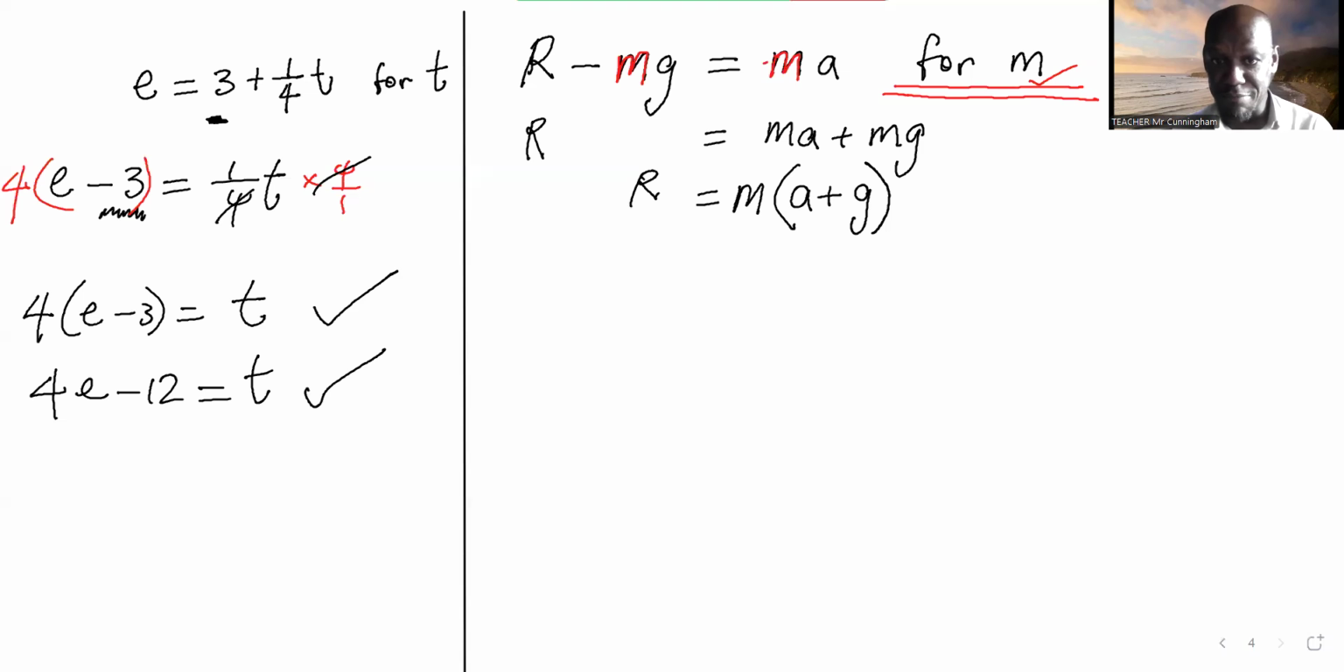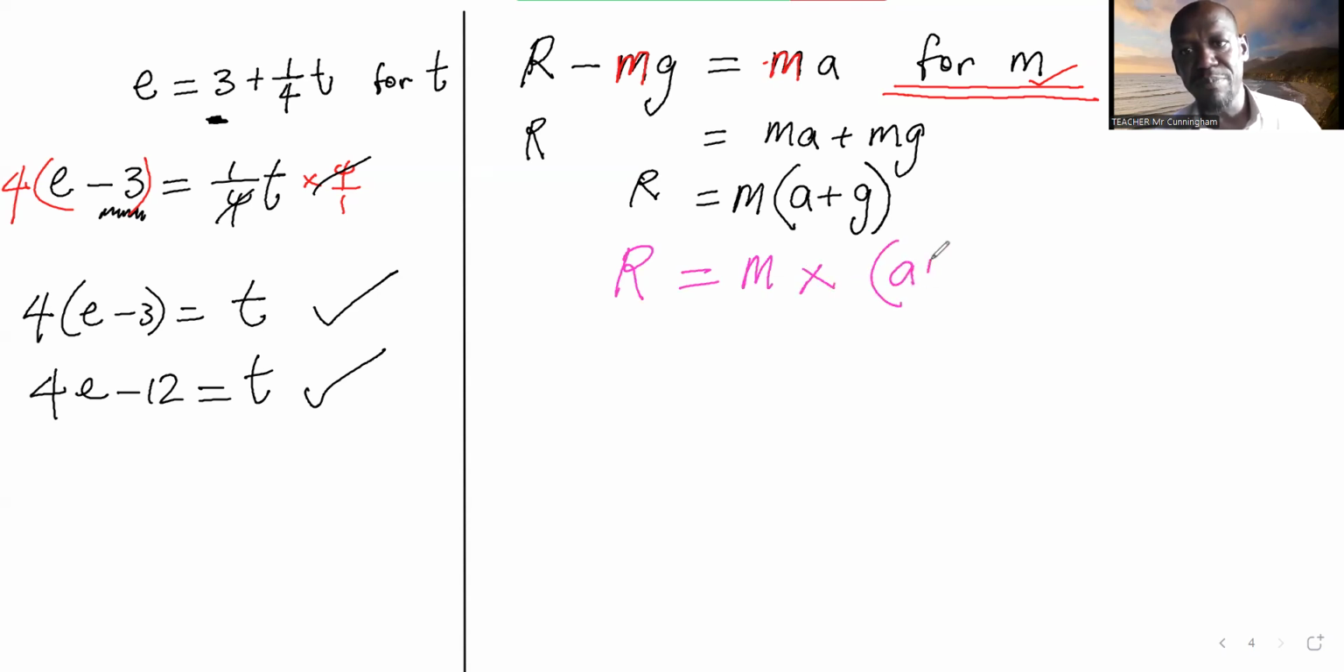Somebody put it in the main chat. Marcus, you're finding for, no, Marcus. This is M. Marcus, let me tell you this. This is M. So I'll write it: R is equal to M multiply by A plus G. And we want to find for M. So how do we do that, Marcus? That's better, Marcus.